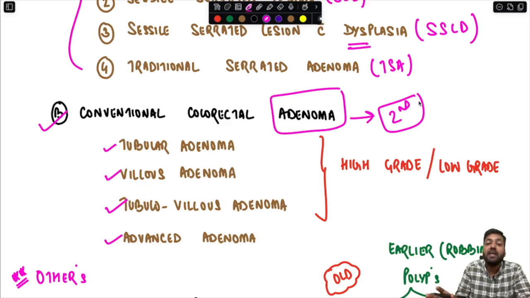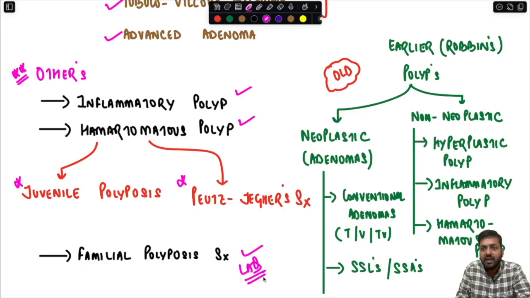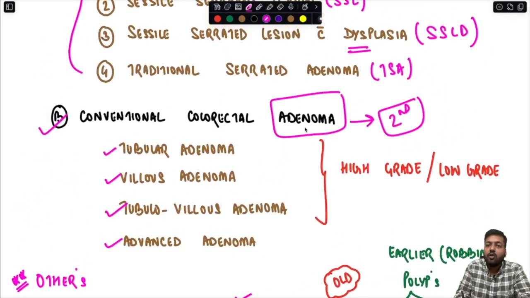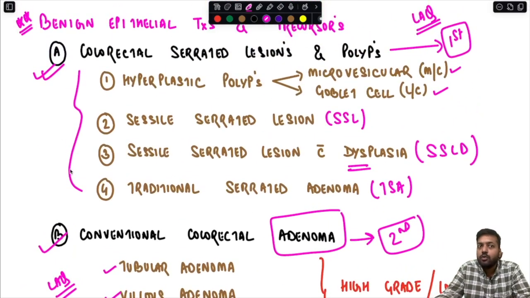And lastly, we are having some other lesions also, like inflammatory polyps and hamartomatous polyps. Under the heading of hamartomatous polyps, we are having juvenile polyposis syndrome as well as Peutz-Jeghers syndrome. We will discuss them in detail as well. And lastly, we are having familial polyposis syndrome, which can be asked as a long answer question in the exam as well. The conventional colorectal adenoma is also an important long answer question in the exam. So there are 3 very important LAQs which are asked from here, and they are covered in separate lectures.